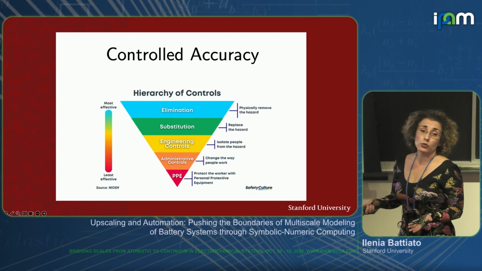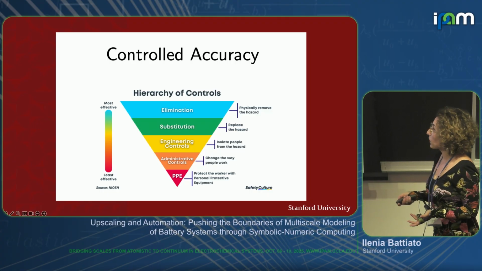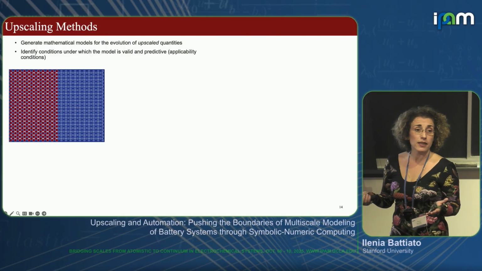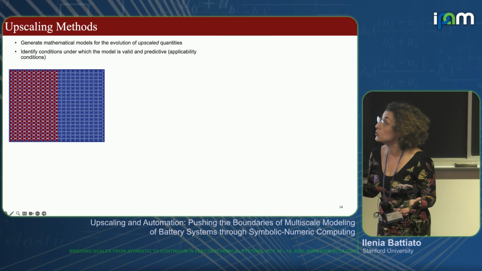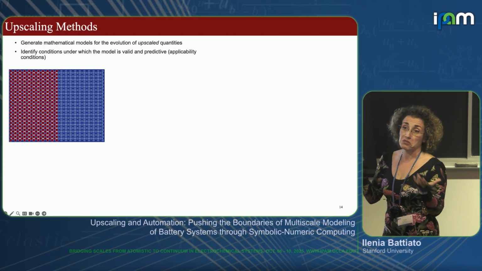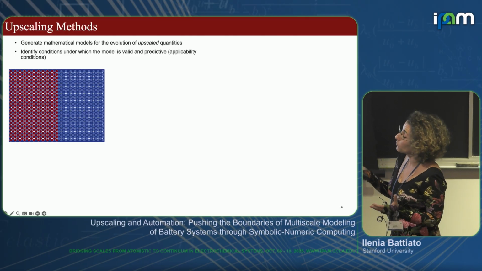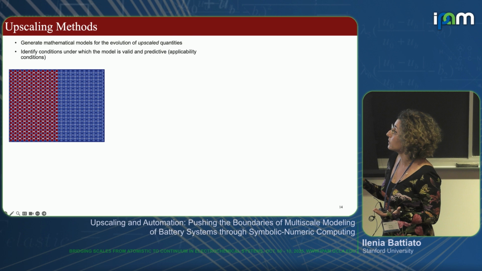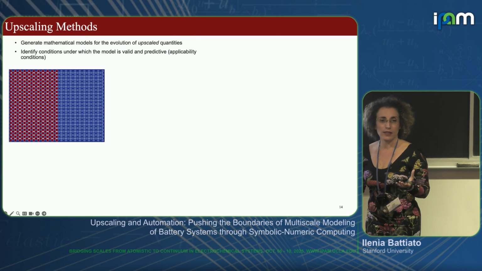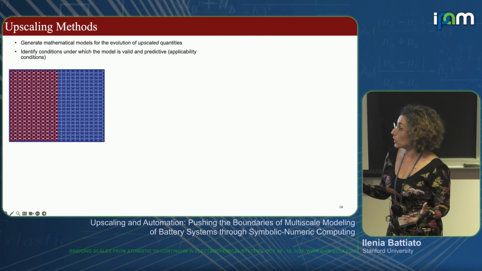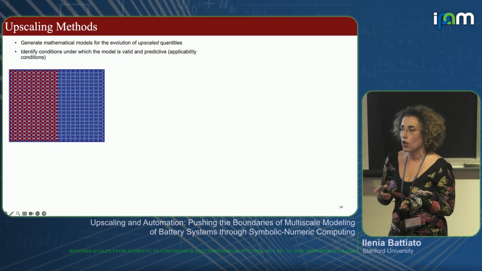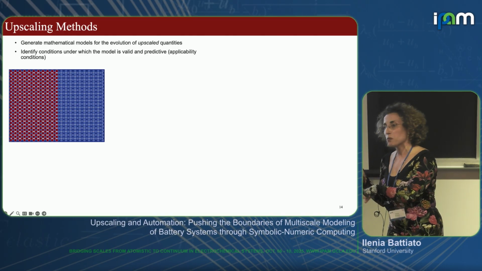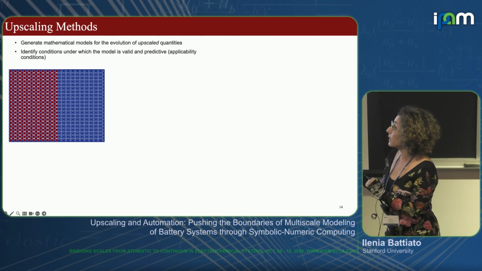So how do we do this? With controlled accuracy. Luckily, we don't have to invent anything new here, because there are mathematical theories that actually do just that. These are called upscaling methods. What upscaling methods do is that they generate mathematical models for the evolution of upscaled quantities. And that's generally the reason why they're known and used, depending on the community. But they actually also allow you to calculate the applicability conditions of the model you develop. That second part is not much talked about, although we think it's quite critical.